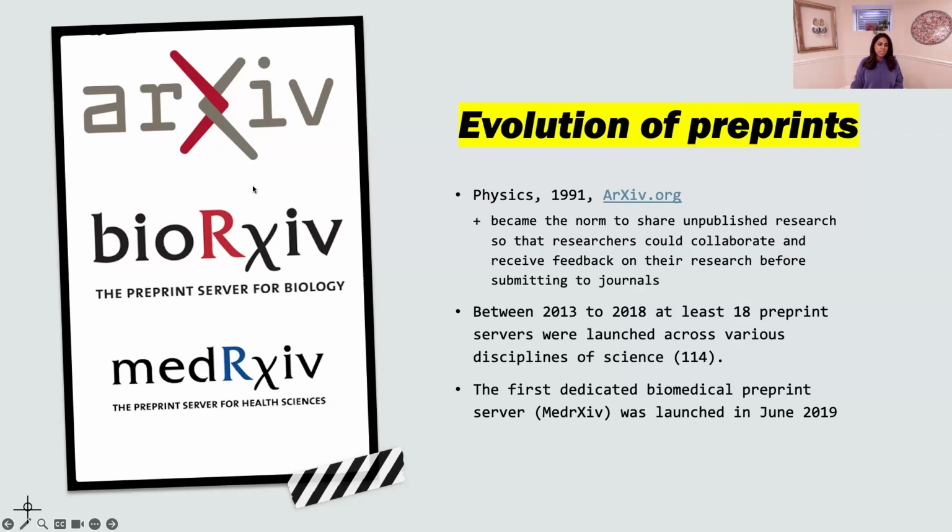Between 2013 and 2018, at least 18 preprint servers were launched across various disciplines. And the first dedicated biomedical preprint server, medRxiv, was only launched in 2019, which is surprising. These are just a few examples of the most popular preprint servers in their respective fields. And of course, there are others. The Center for Open Science hosts preprints, preprints.org, and some journals have their own versions of preprint servers.